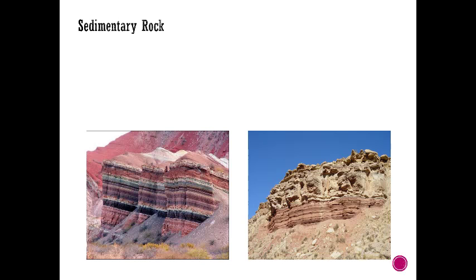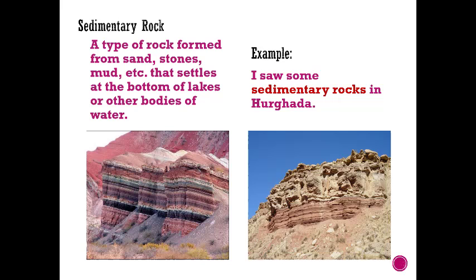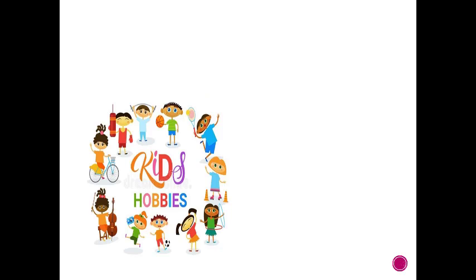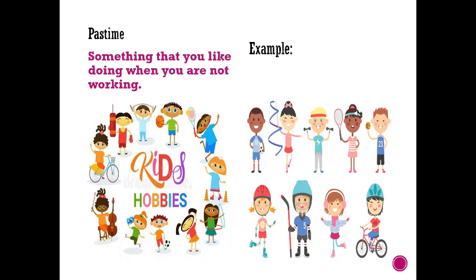Sedimentary rock. What is a sedimentary rock? A type of rock formed from sand, stones, and mud that settles at the bottom of lakes or other bodies of water. Example: I saw some sedimentary rocks in Hurghada. Pastime. Something that you like doing when you are not working. Example: In my pastime, I play basketball.